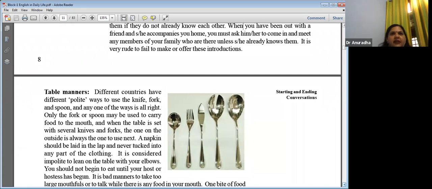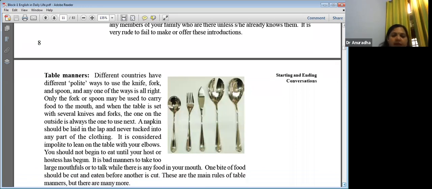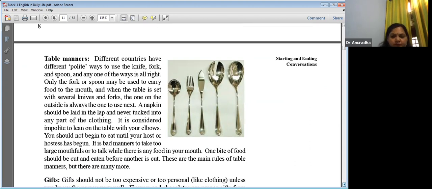Sometimes we touch our hair, sometimes we touch our face or something like that while eating food. We should not do that. Always consider your body as a no touch zone. And the next rule is one bite of food should be cut and eaten before another is cut. These are the main rules of table manners, but there are many more.